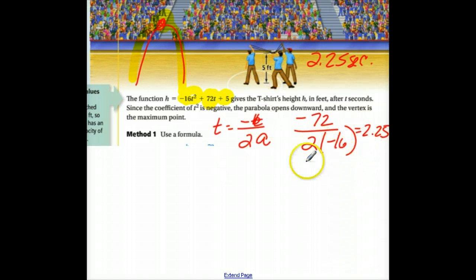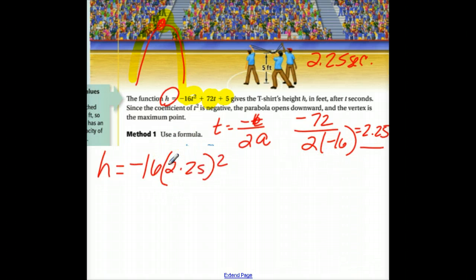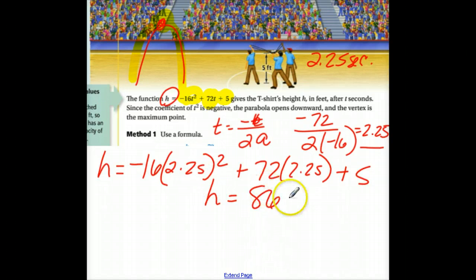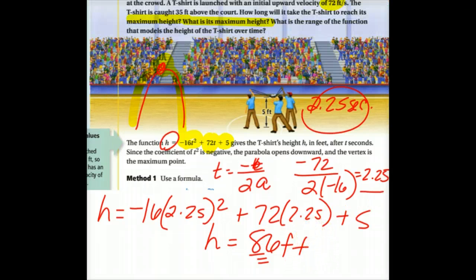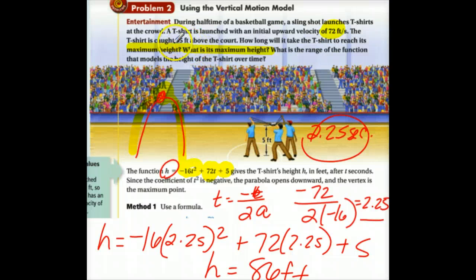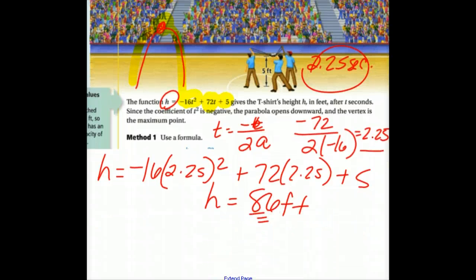How high is that? Well, we're going to get the h value for height. So take h, plug in what we just found: negative 16, put 2.25 in, squared, plus 72 times 2.25, add the 5. You end up getting h equals 86 feet. So after 2.25 seconds, the t-shirt is 86 feet high in the air. Then it comes down, and I think it says in the problem that it is caught 35 feet above the court. All right, did we answer all of our questions?